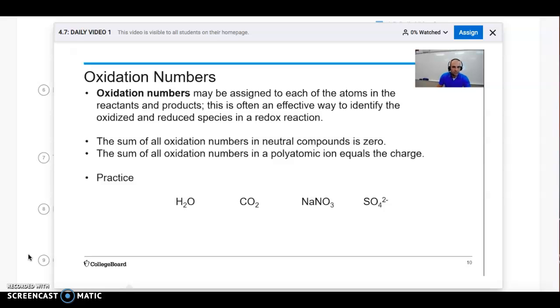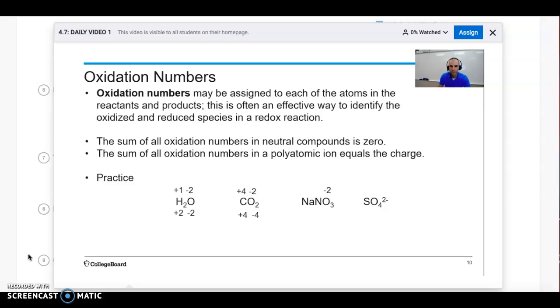When we look at oxidation numbers in compounds, in neutral compounds, the oxidation numbers must add up to 0. In polyatomic ions, the oxidation numbers must add up to the charge on the ion. If we look at some practice here, first H2O, we know hydrogen has a +1 oxidation number and oxygen has a -2 oxidation number. Those add up to the overall neutral charge on the compound with those 2 hydrogens and the 1 oxygen. Carbon dioxide, oxygen has a -2 oxidation number. And for 2 of those oxygens, there'll be a -4 overall. Carbon must have a +4, so its oxidation number must be +4.